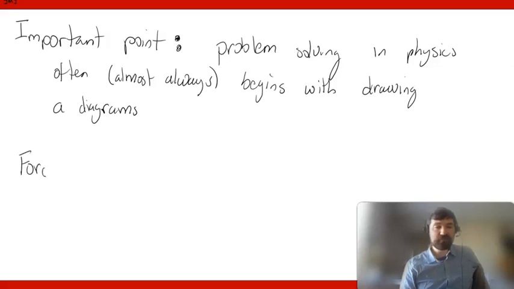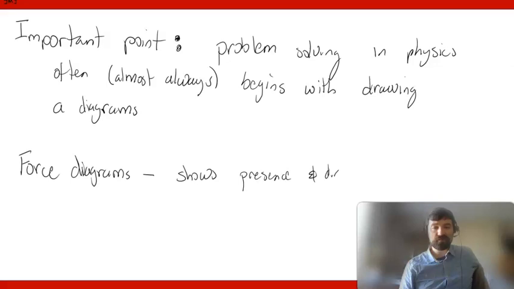So what are force diagrams and what do they do? Force diagrams basically just are diagrams that show what forces act on an object, and as best we can tell, what direction they act in. So a force diagram in general shows the presence and direction of forces acting on an object or on a system, but typically on an object.